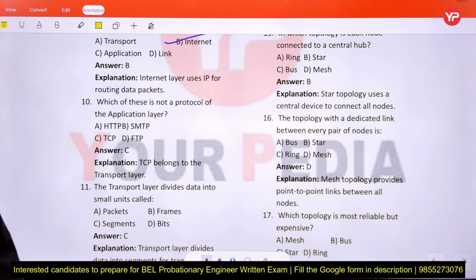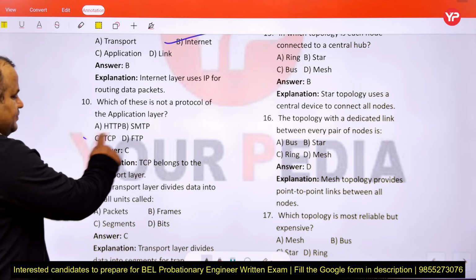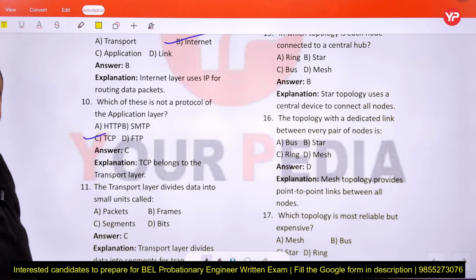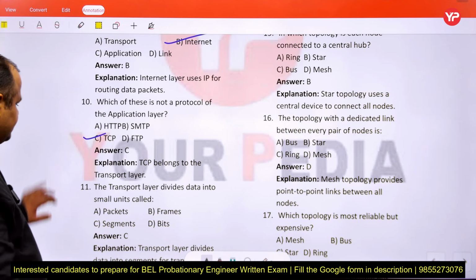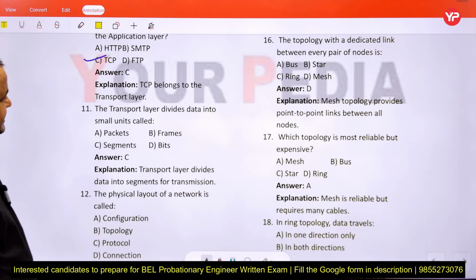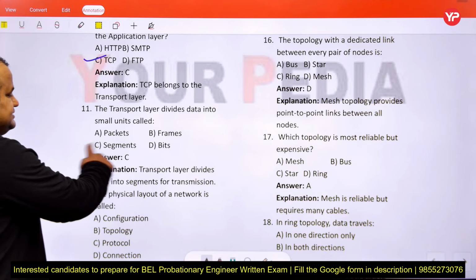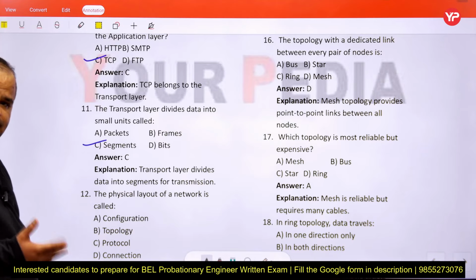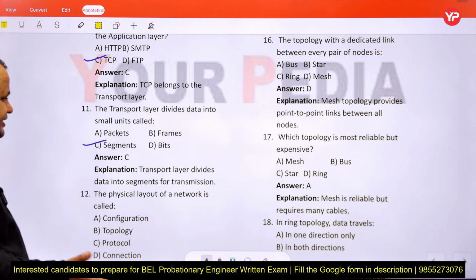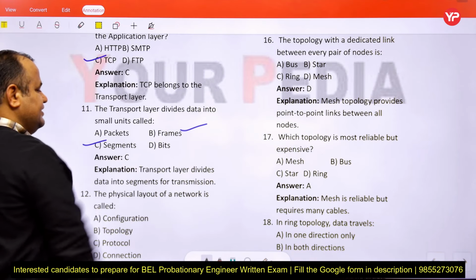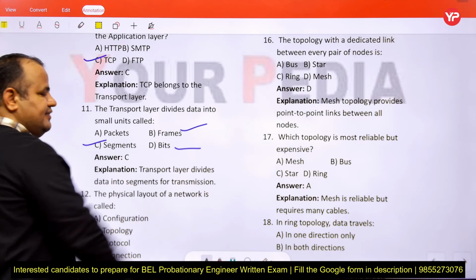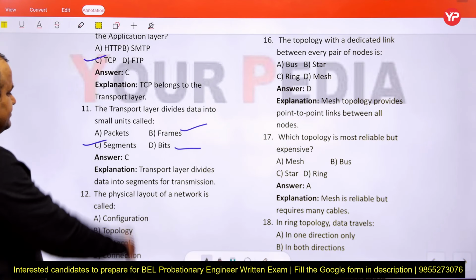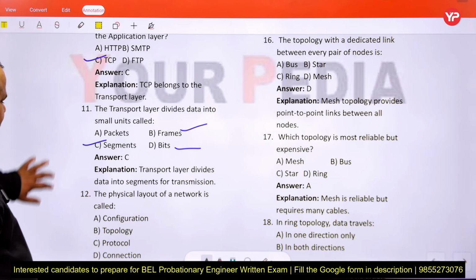Which of these is not a protocol of application layer? Now see, TCP, UDP are the protocols of transport layer, but not the application layer. The transport layer divides data into small units called segments. See, packet we call it at the network layer or internet layer. Frame is at the data link layer. Bits are at the physical layer. So segment is at transport layer.